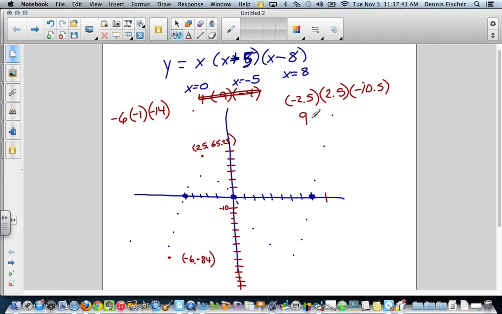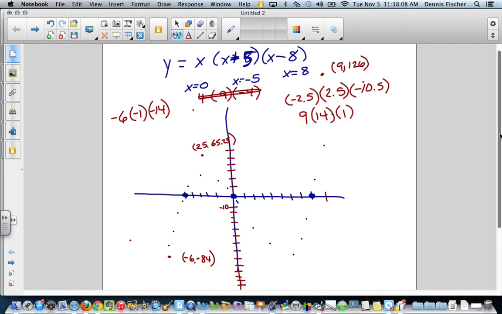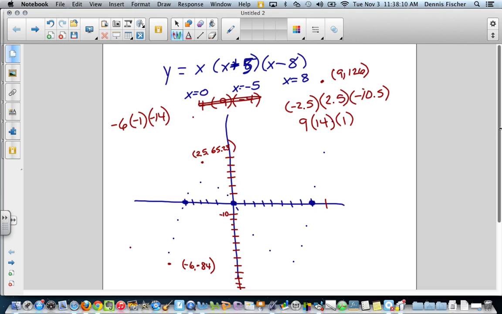9 plus 5 is 14, and 9 minus 8 is 1. And now if I do that, I'm going to get 126. So that point's going to be, and I'm going to put it up here, way up here, and this is 9. And you notice I'm labeling all my points as I go through. And so now if I graph my equation out, I can't see the 1 point way down here. I'm going to go up here a little bit if I can.